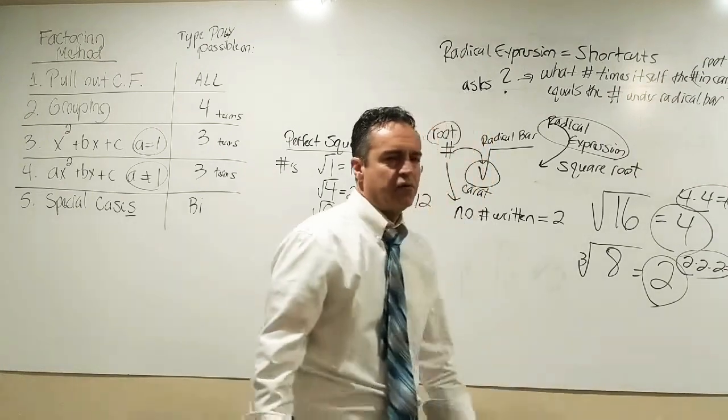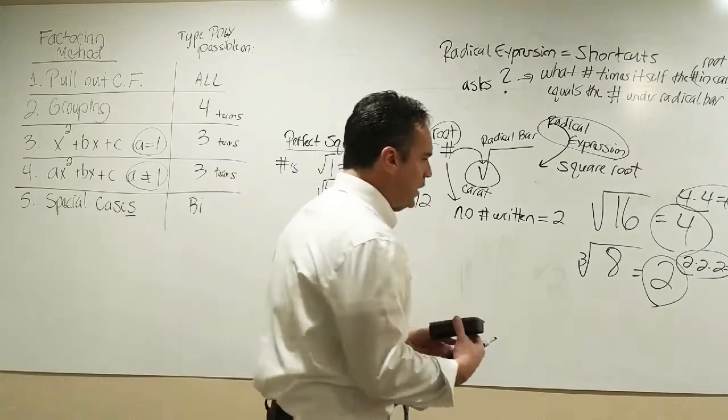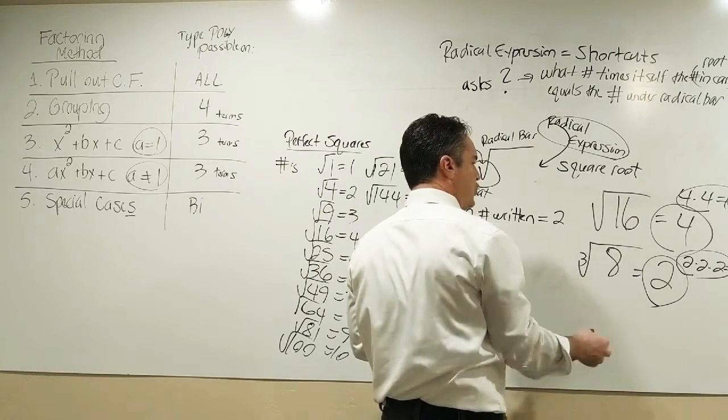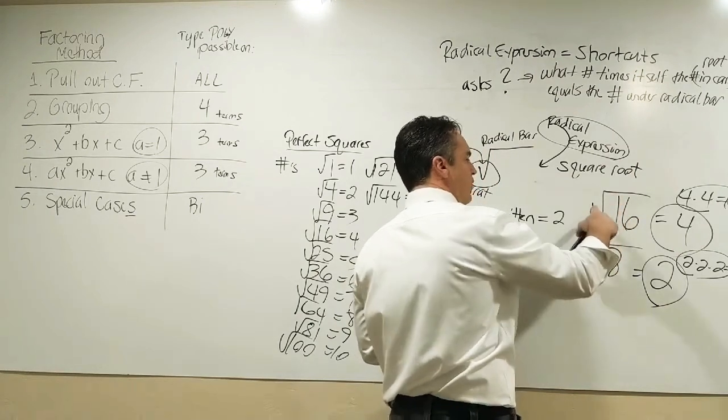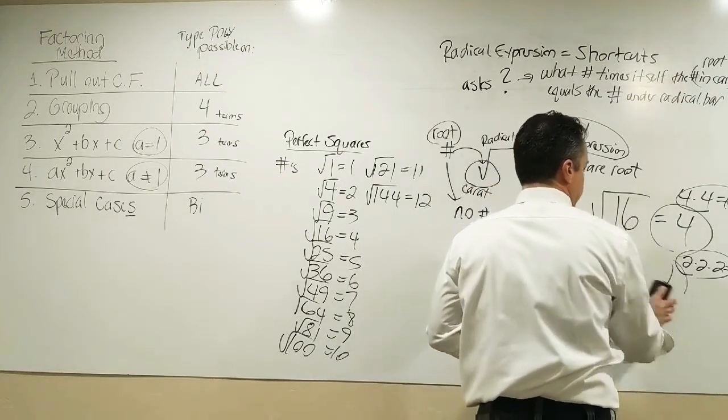So in this class today, all right, I wanted you to understand that because you're moving on. You know, I mean, we got a week left of school and you're moving on to collegiate level math. And you need to understand radical expressions, that they're just simply shortcuts. They're asking a question. What number times itself, the root number, equals the number under the radical? Okay? That's what we're asking you.